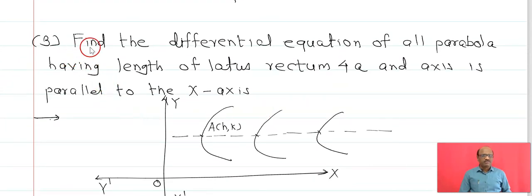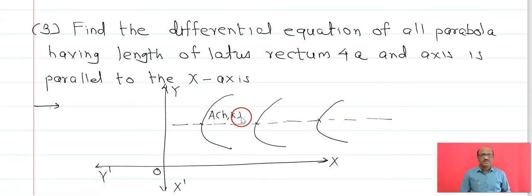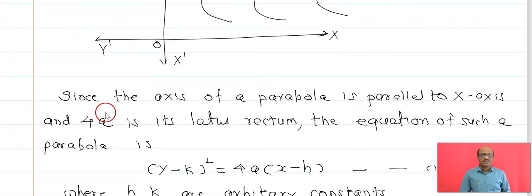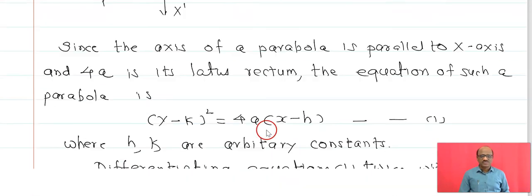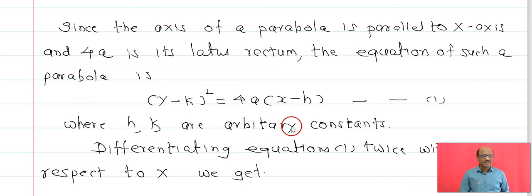Problem number 3. Find the differential equation of all parabolas having length of latus rectum 4a, and axis parallel to the x-axis. The vertex of this parabola is (h, k). Since the axis of the parabola is parallel to the x-axis and 4a is its latus rectum, the equation of such a parabola is (y minus k) square equals 4a times (x minus h). Now a, h and k are the arbitrary constants.